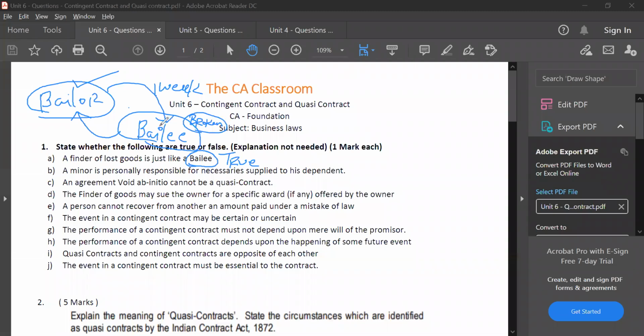So a bailee is somebody who is keeping possession of goods on behalf of somebody else for a specific purpose, and he has to return the goods to the bailer. Therefore, a finder of lost goods is just like a bailee. First answer is true. Second question, read it.